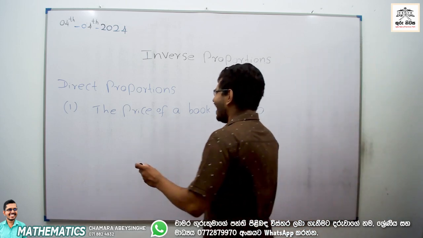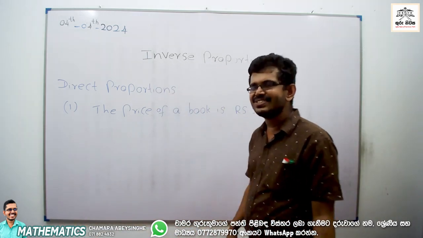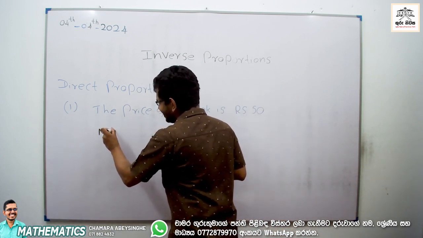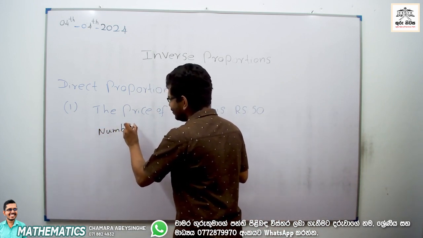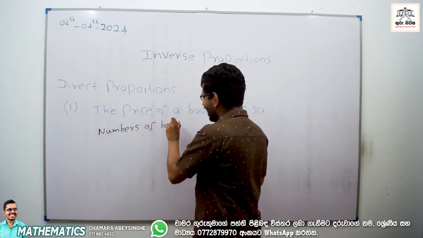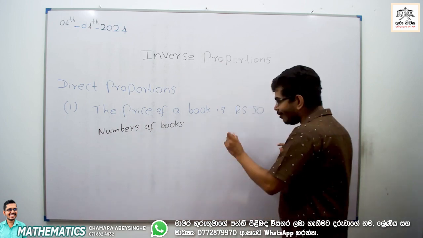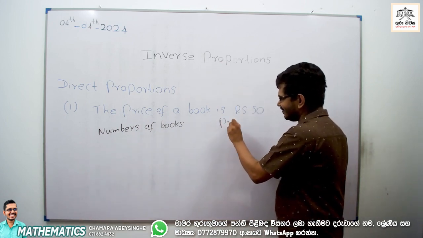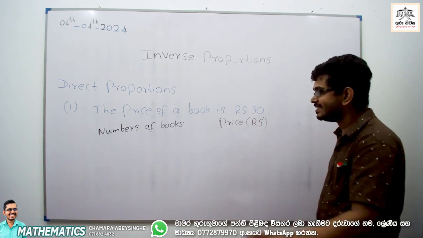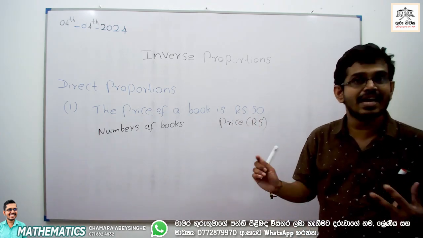Okay, and there are two quantities, student, we can see. One is the numbers of books. And the other one is cost or price. Numbers of books and price. The relationship between numbers of books and price.